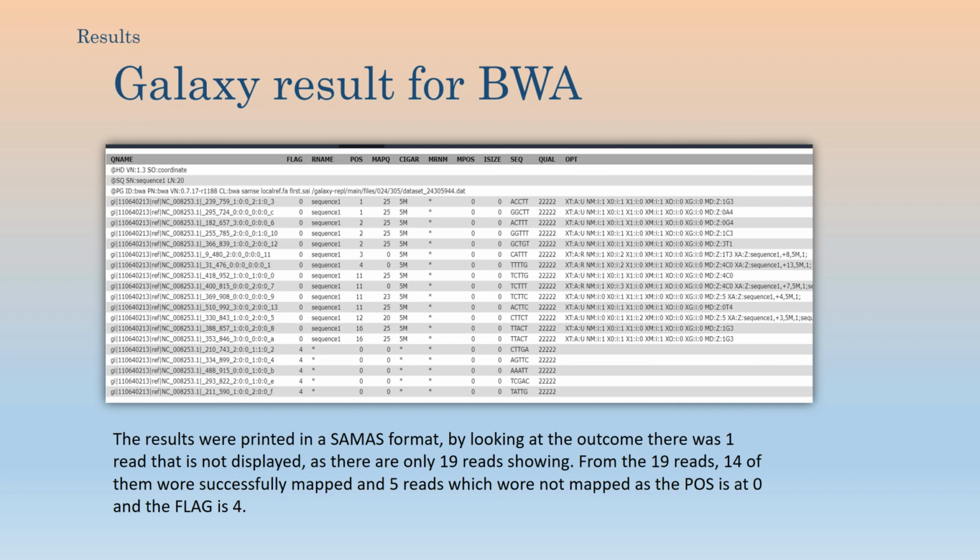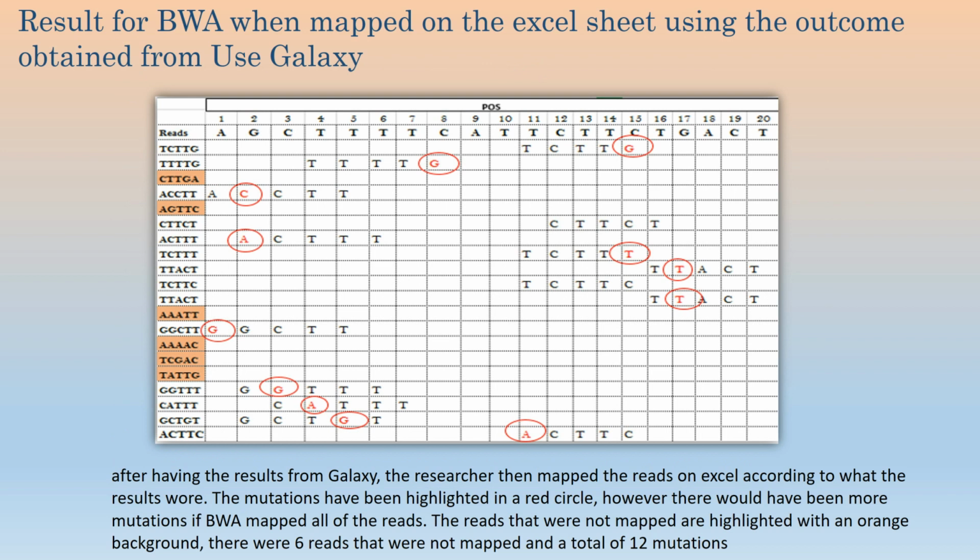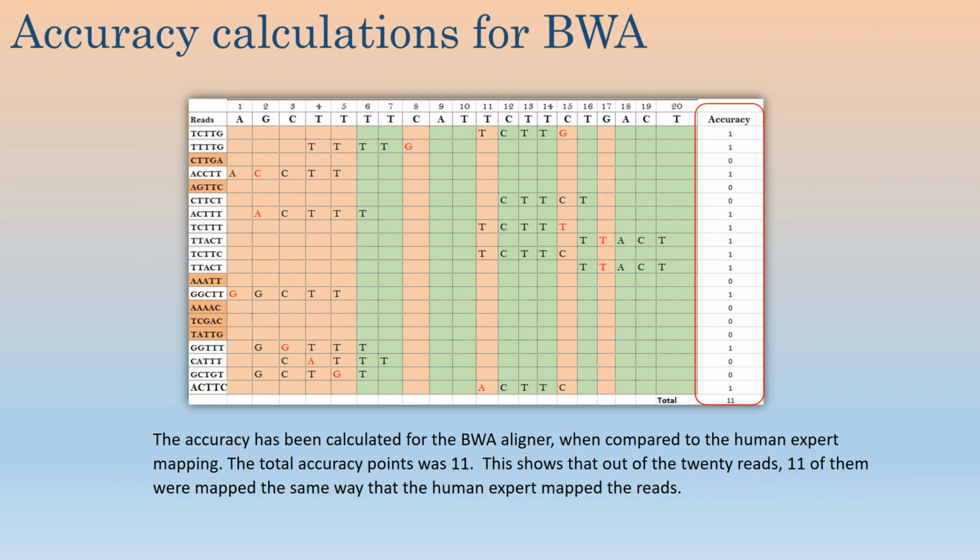These are the results for the Burrows-Wheeler aligner. Once again, there are 19 reads showing from the 20 reads. There were 5 reads which were not mapped, and this is clear because they're at position 0 and the flag is full. The results are now mapped on the Excel sheet, and it's clear that there are now 12 mutations, even though there were 6 reads that were not mapped. Once again, the accuracy is being calculated for the Burrows-Wheeler aligner, and the total is 11.